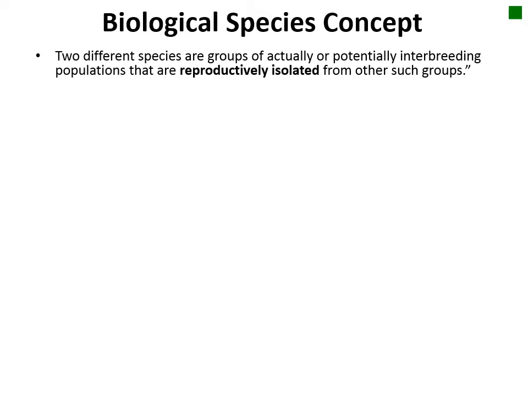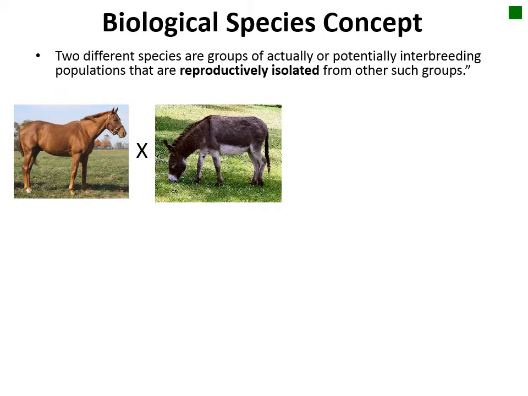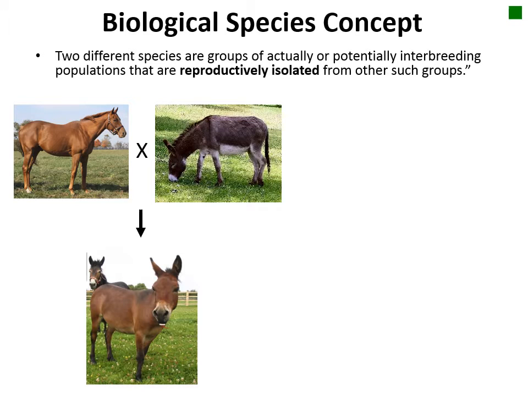An example of two different species having infertile offspring occurs when a female horse mates with a male donkey. Their offspring is a mule, but mules are infertile and cannot have their own offspring. Thus, horses and donkeys are different species.